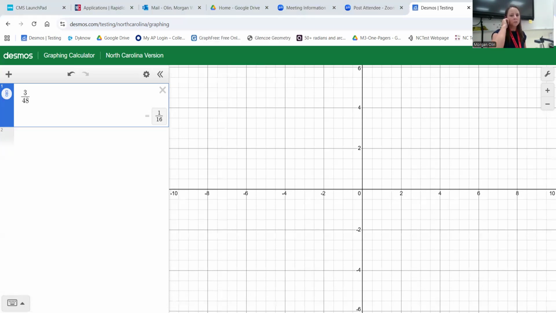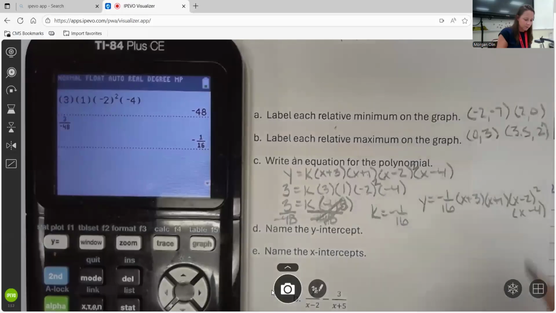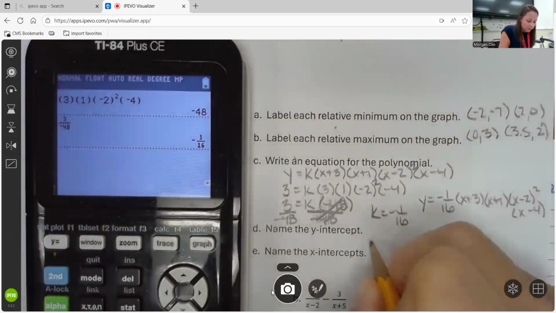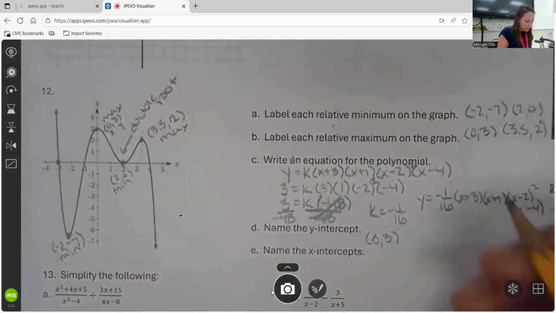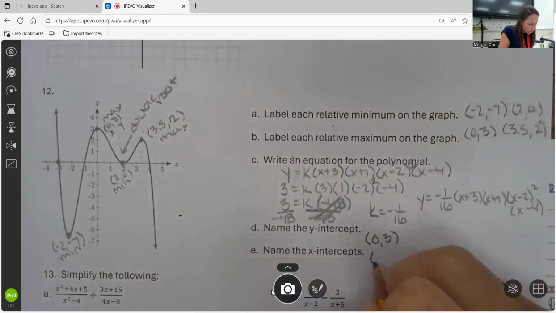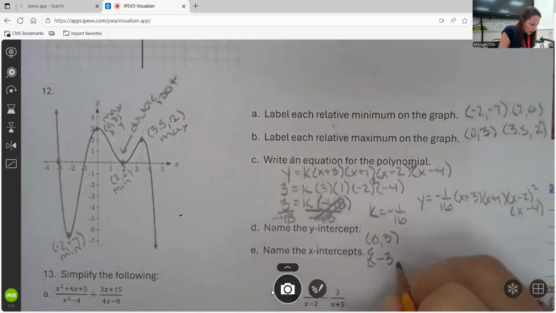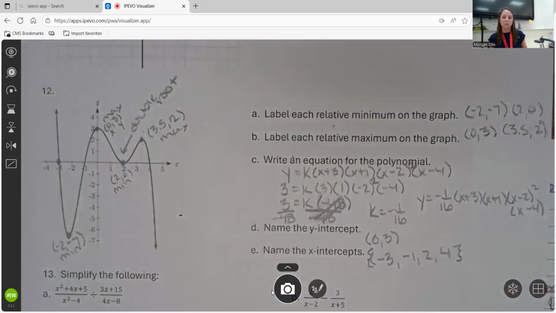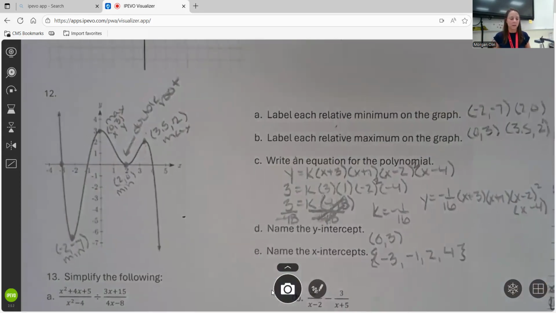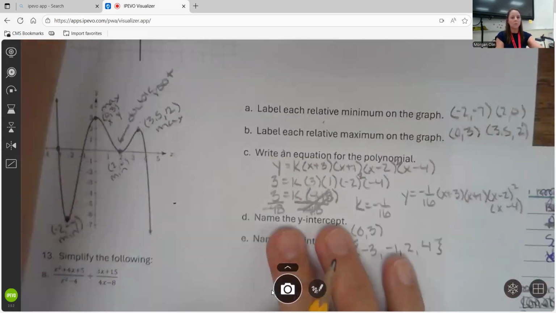We had a couple more questions on here. Name the y-intercept. The y-intercept, we already did this, was (0, 3). Name the x-intercepts. Okay, the x-intercepts are negative 3, negative 1, 2, and 4. And we talked about those when we wrote the equation of the polynomial because you need those then. All right, moving right along.